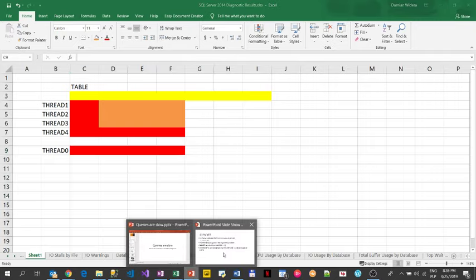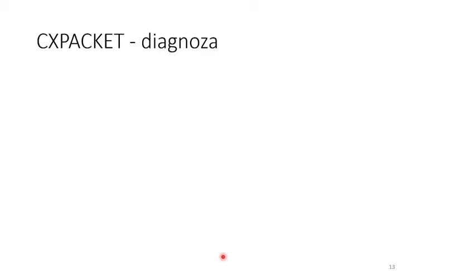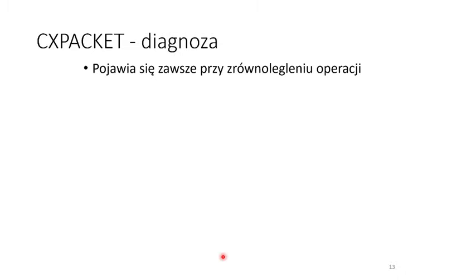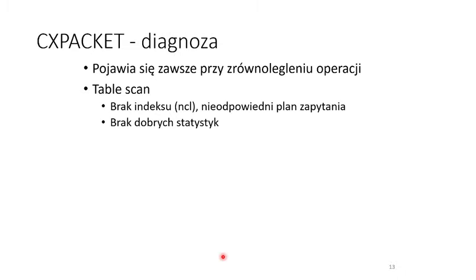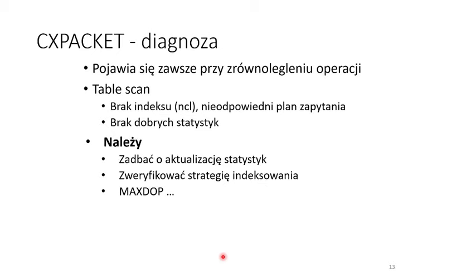But what can be really the problem? So the problem, I should type it, diagnosis. The diagnosis can be, for example, that you have a table scan, which means that you do not have indexes. You also have a lack of statistics. Sorry, it's in Polish, but I forgot to translate this one slide. So for example, you have bad indexes, bad query plan, lack of good statistics. That's the problem. So what should you do?